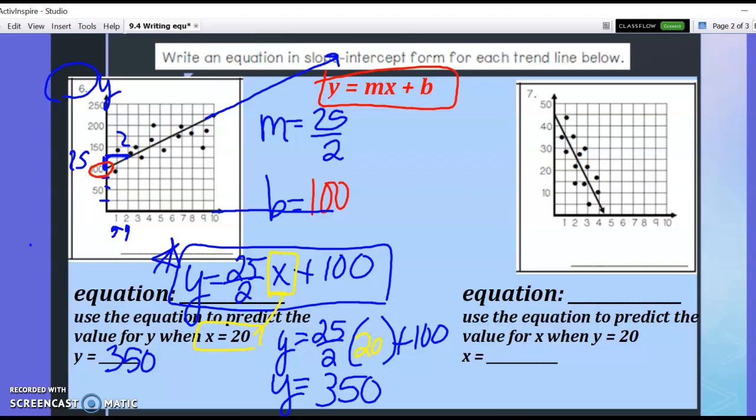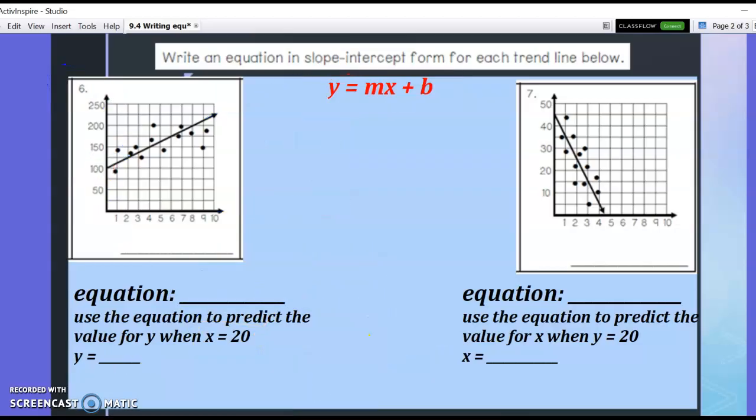Okay, let's try another one. Let's look at problem number 7. Problem number 7, we want to make our equation of our line of best fit, or our trend line. So how do we get started? Well, we've got to find our slope. So we're going to pick 2 points. Again, I like looking for that y-intercept as one of my points. That's very important. Here's another point.